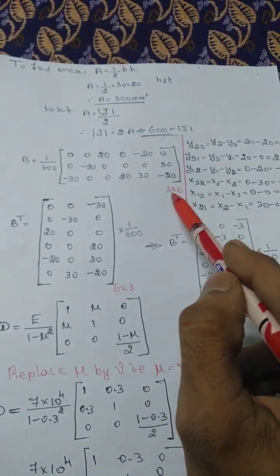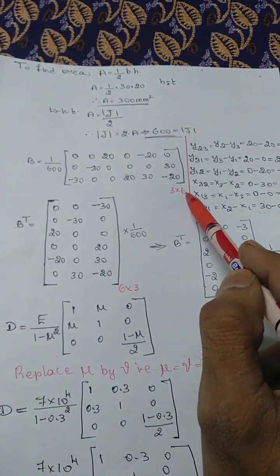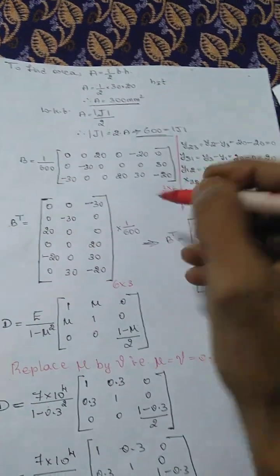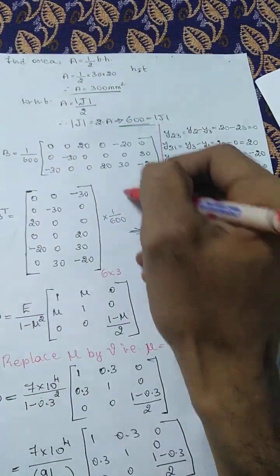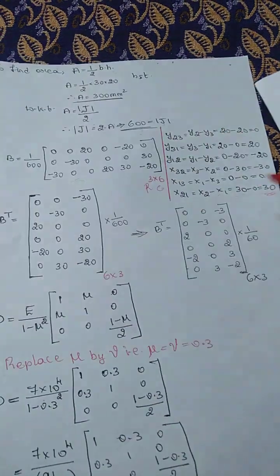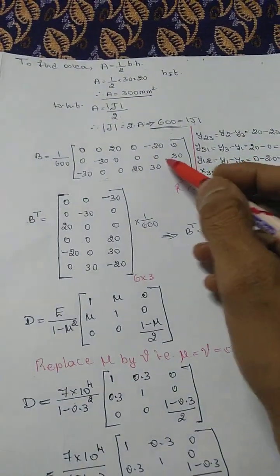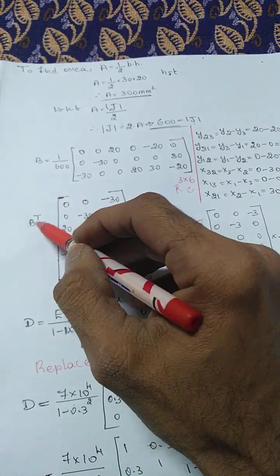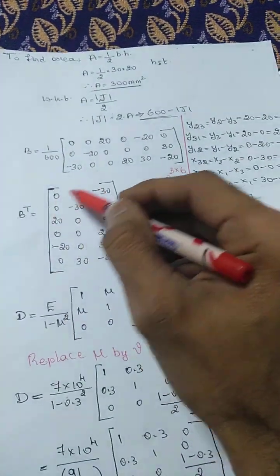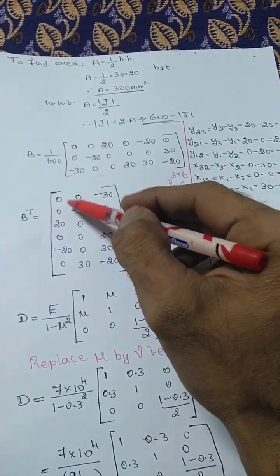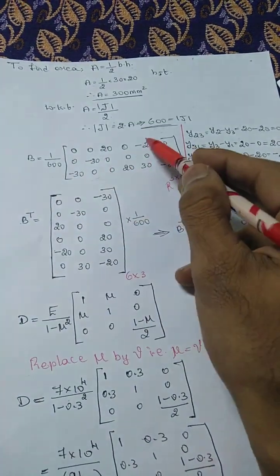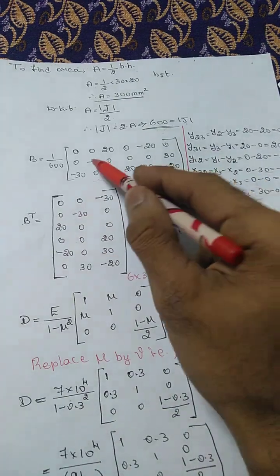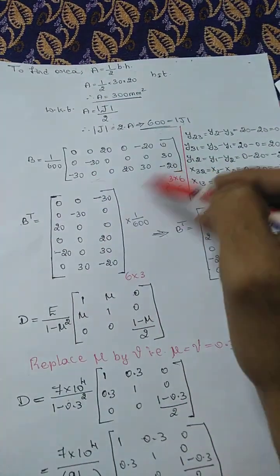Similarly, substitute here. Next, this is a 3 into 6 matrix: 3 is the number of rows and 6 is the number of columns. Then the transpose of the B matrix, B transpose, is equal to this: 0 here, 0 here, 20 here, 0 here, minus 20 here, 0 here. Similarly this goes to this way, and this one to this.